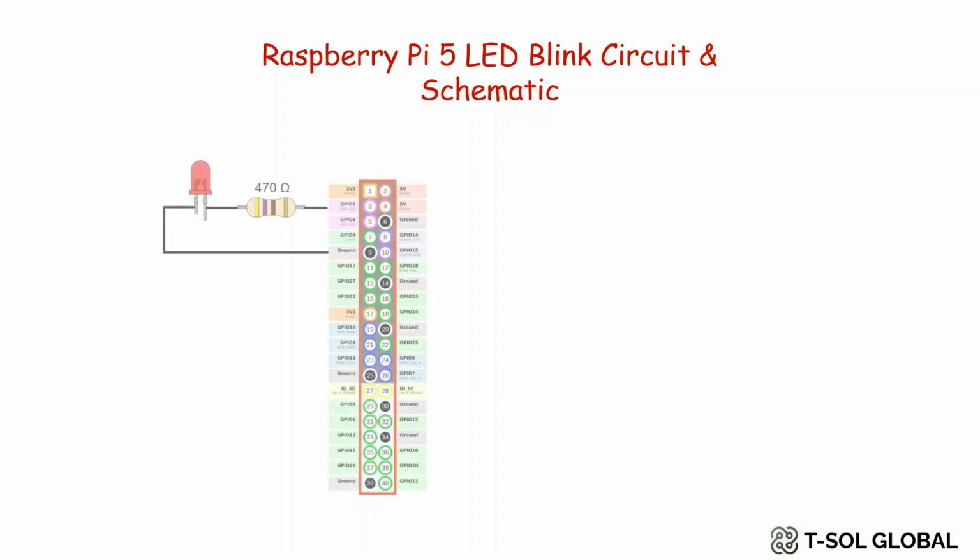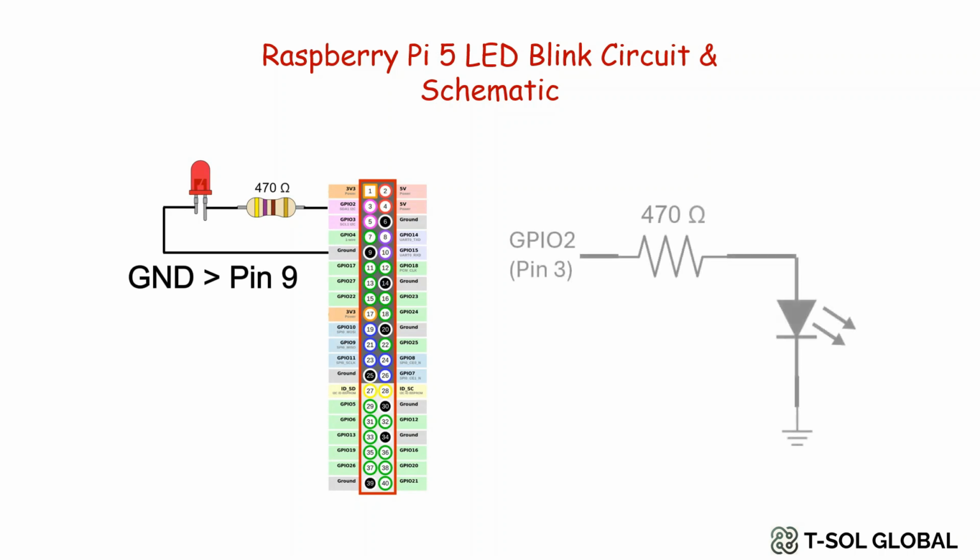Next, you can see the schematic for LED blink example. So we connected a 470 ohm resistor followed by an LED to GPIO pin 2 or header pin 3. You can decide the value of the resistor based on your application. Now we'll execute the codes for Raspberry Pi 5.